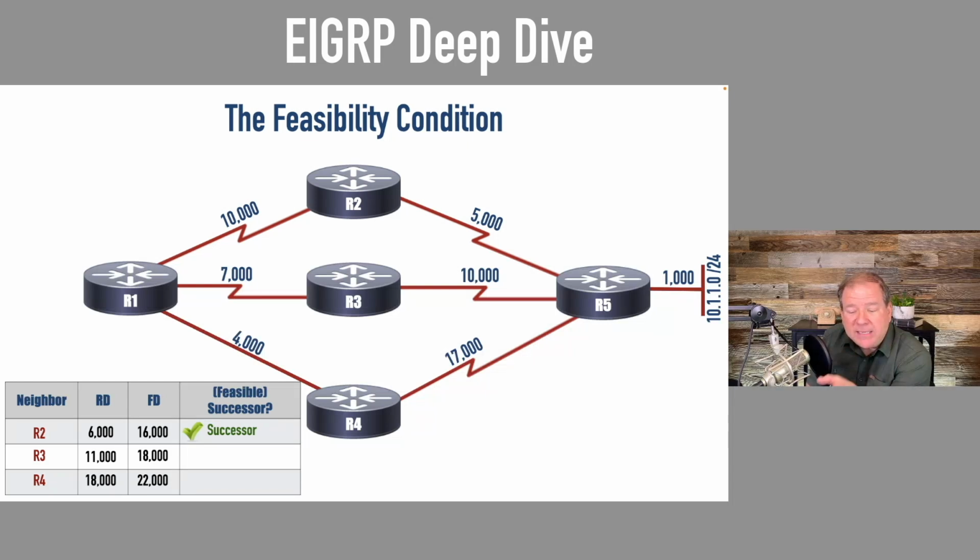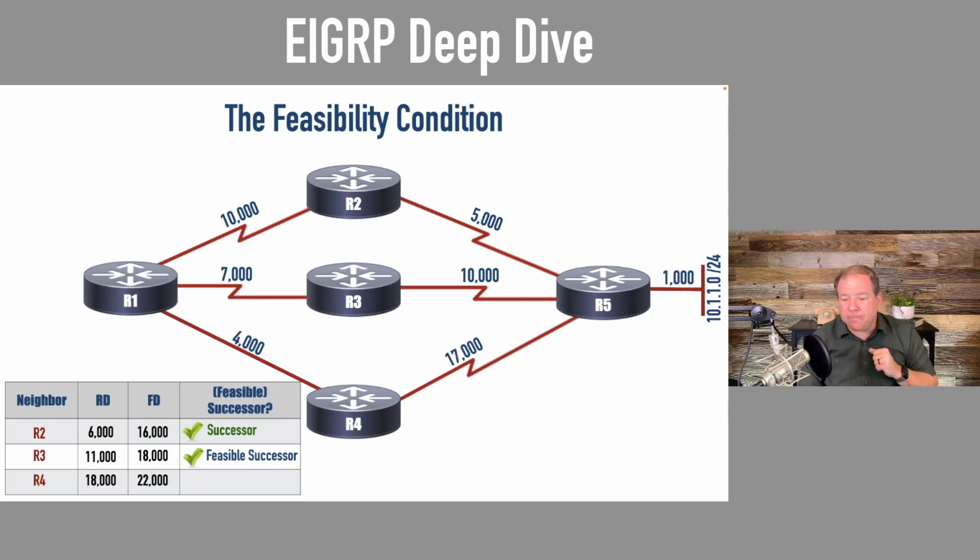Well, let's see. If I take a look at R3 and I look at its reported distance of 11,000, I have to ask, does that meet the feasibility condition? Remember what that is? R3's reported distance has to be less than the feasible distance of my successor route. So we ask the question, is 11,000, R3's reported distance, less than 16,000, which is the feasible distance of my successor path? Yeah, 11,000 is less than 16,000. So I know that R3 is not dependent on R2 to get to this network, and it's therefore going to become a feasible successor that I can fail over to almost immediately.